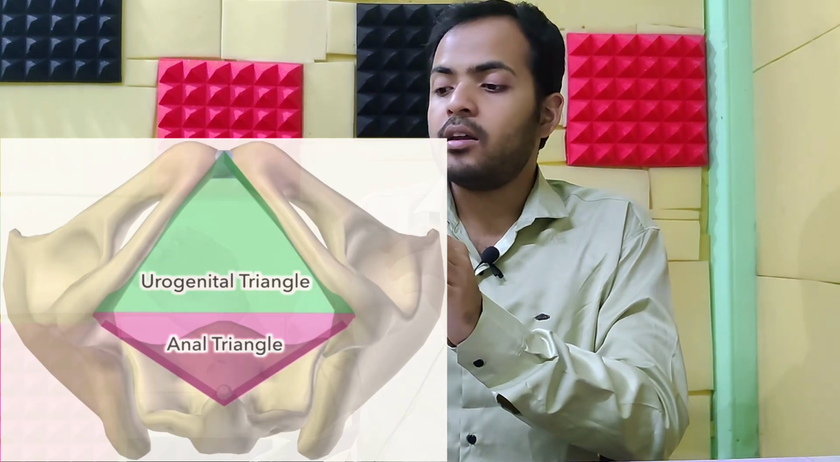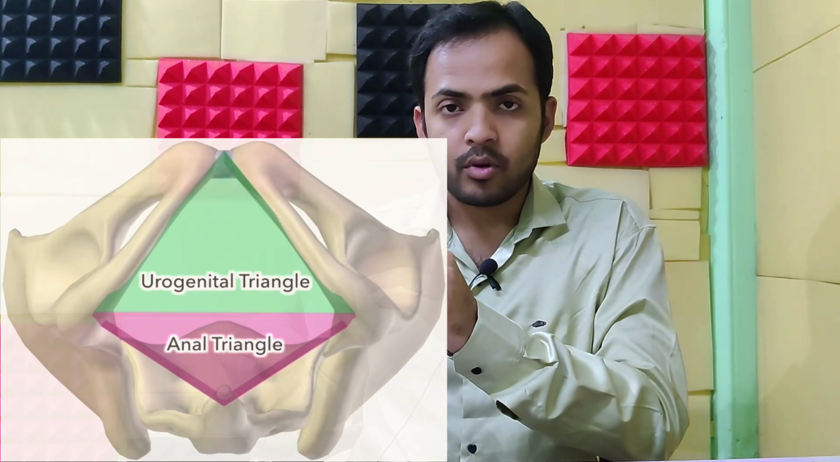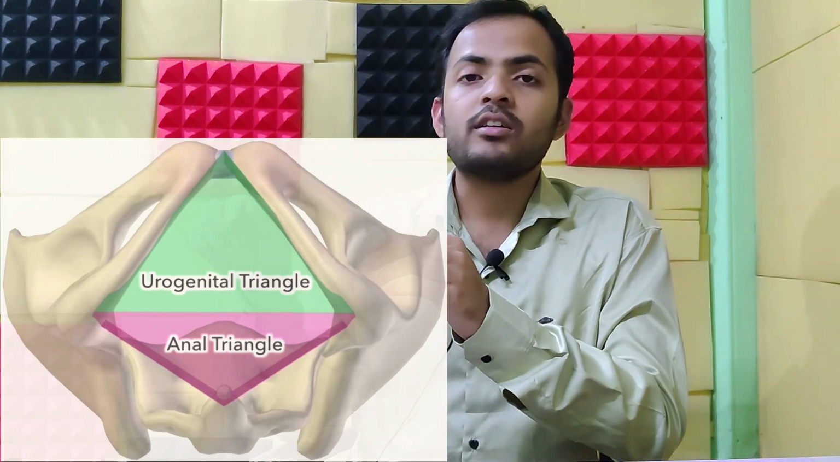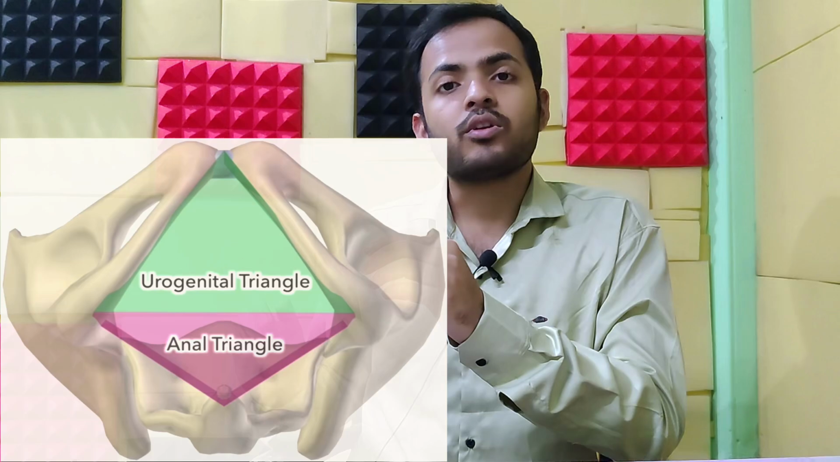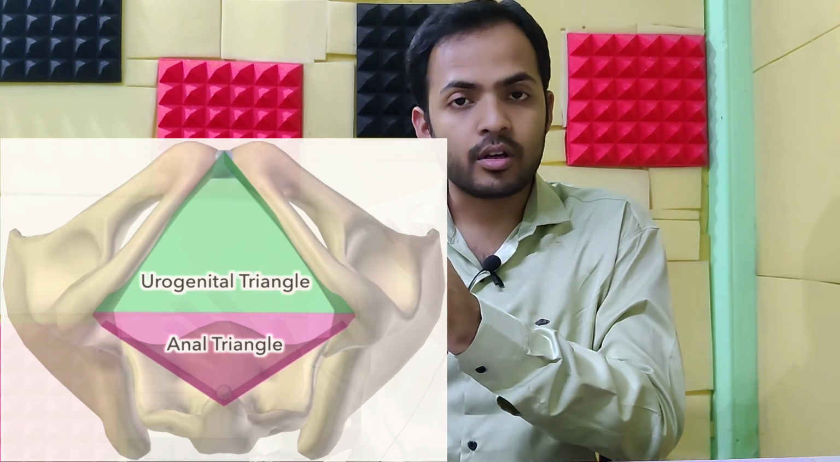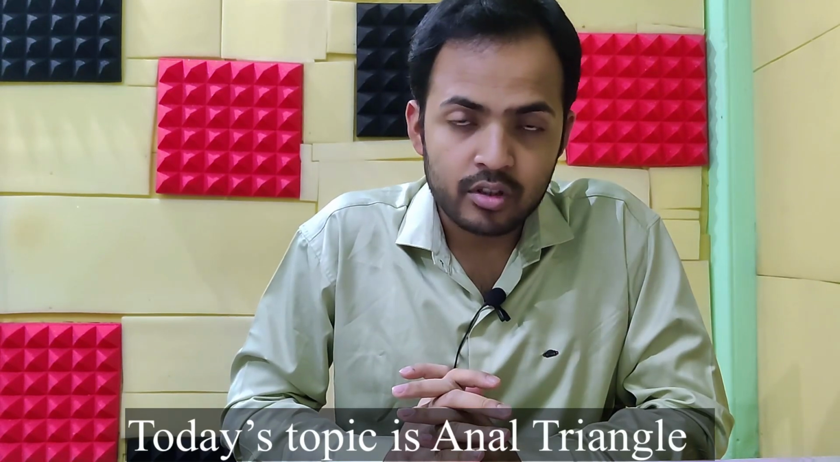Now an imaginary horizontal line connects the anterior part of the ischial tuberosities, and from this you get an anterior triangle and a posterior triangle. The anterior triangle is known as the urogenital triangle and the posterior one is known as the anal triangle. Now I'm going to talk about today's video topic, the anal triangle.